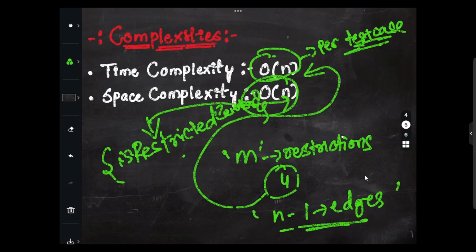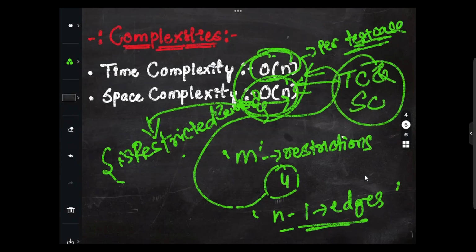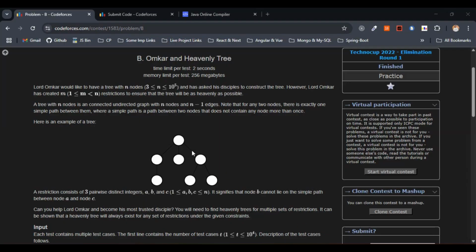So the time complexity and the space complexity for the code that we'll be writing would both be big O of n. Just keep this in mind. I hope the complexities part is completely clear along with the approach. Now as we are completely familiar with the approach and complexities, let's start writing the code.